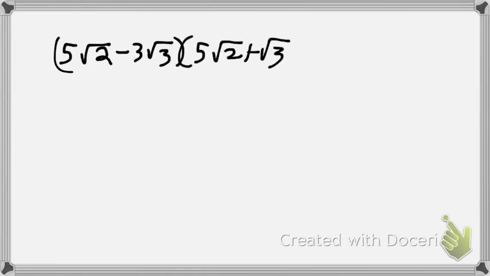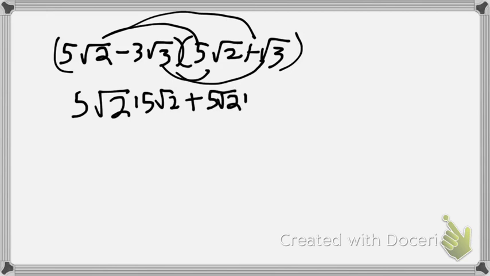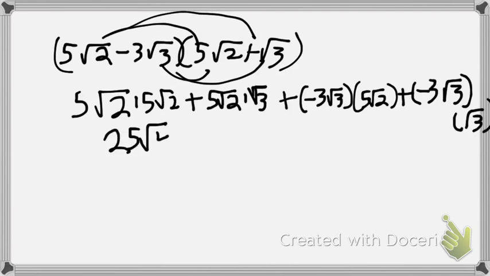If we have a problem like this, we're simply going to FOIL it. Like full-on FOIL: first, outer, inner, last. So for the first ones, we have 5 radical 2 times 5 radical 2. We then complete it out. 5 times 5 is 25. The square root of 2 times the square root of 2 is 4. 5 times 1 is 5. 2 times 3 is 6.